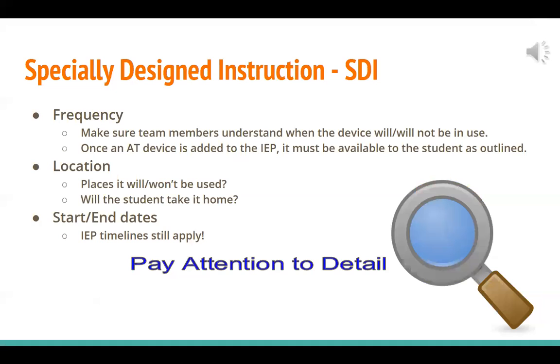Here are some additional components in the SDI section that you need to consider when implementing and documenting AT. The first is the frequency of use. How often will the device be in use and will it not be in use? One example I like to give of this is that if you're using a computer software as AT, for example, as a communication device, and the student is also using another software on the same device as a behavioral reinforcement. If you need to remove the behavioral reinforcement, you cannot take away the whole computer, because essentially, if both of those tools are on the same device, you're taking away the student's voice as you remove the behavioral reinforcement on that device.